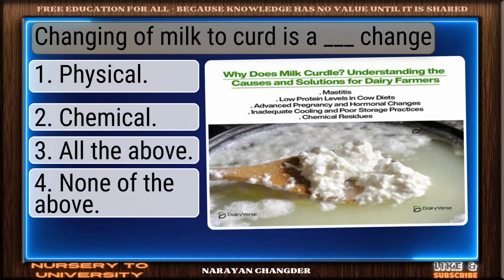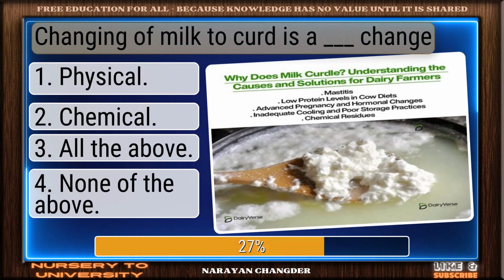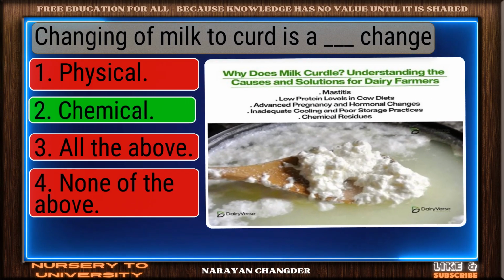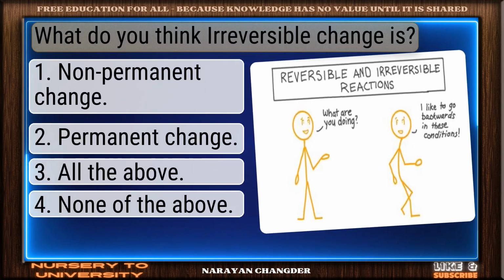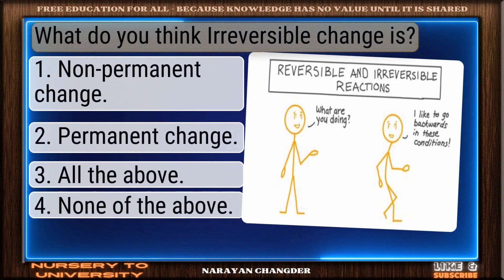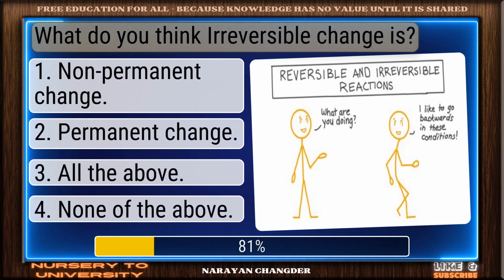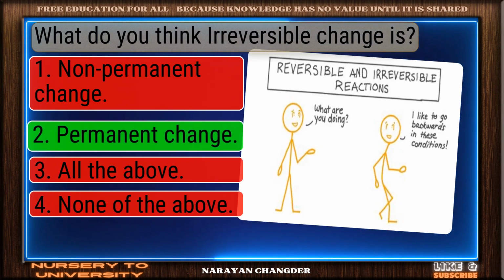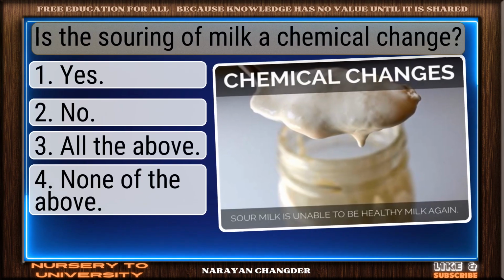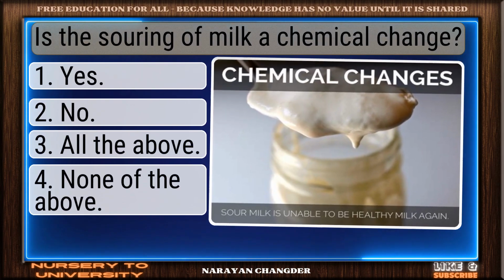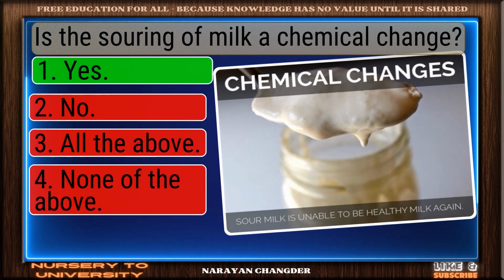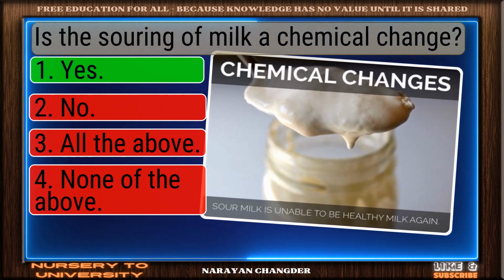Changing of milk to curd is a dash change. Nicely done. Chemical is a solid answer. What do you think irreversible change is? Excellent choice. Permanent change is the right answer. Is the souring of milk a chemical change? Correct. Yes is the right answer.